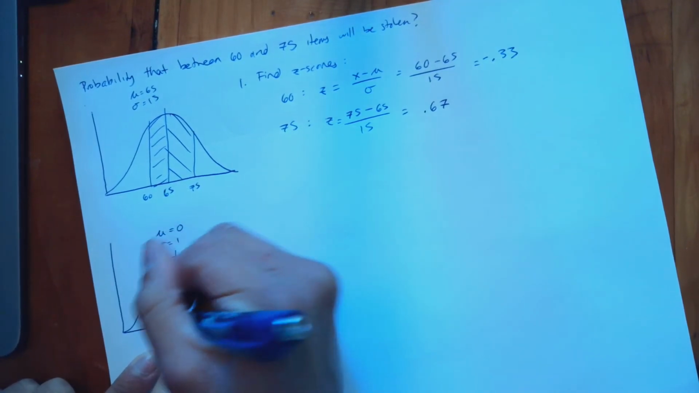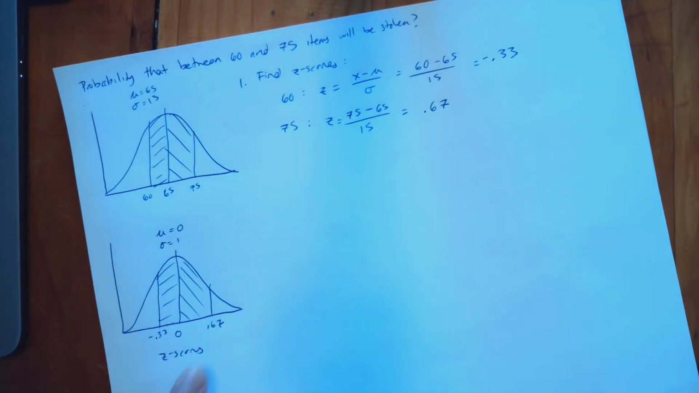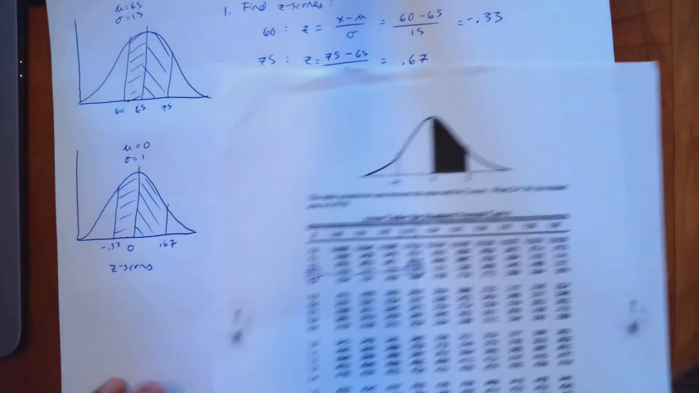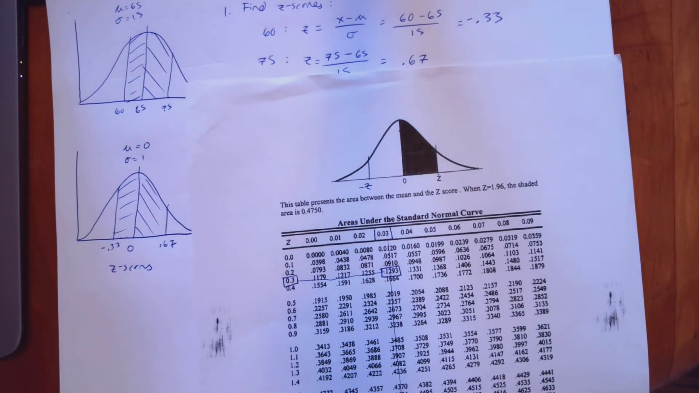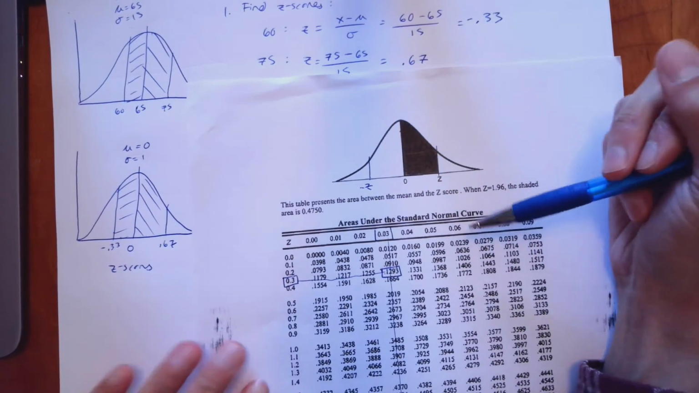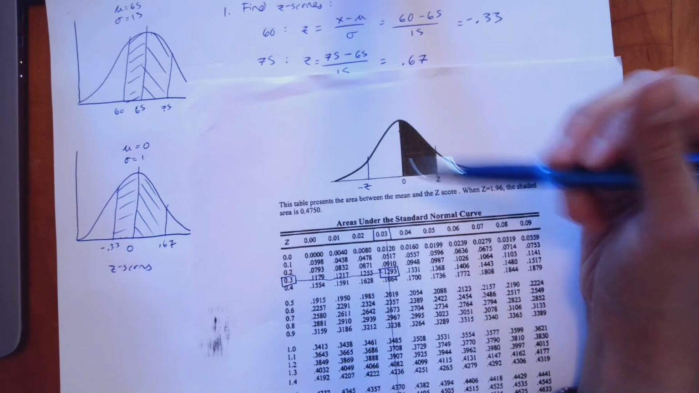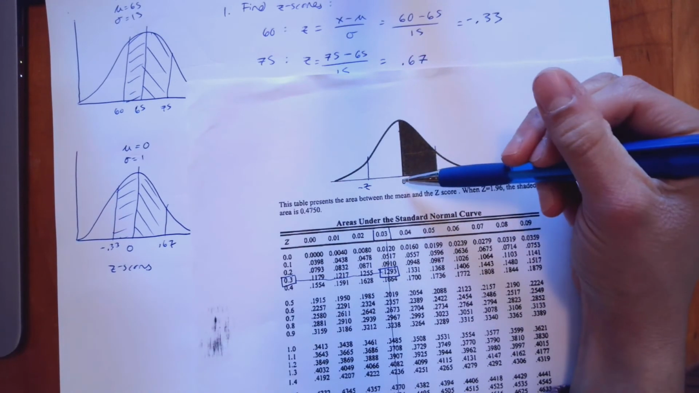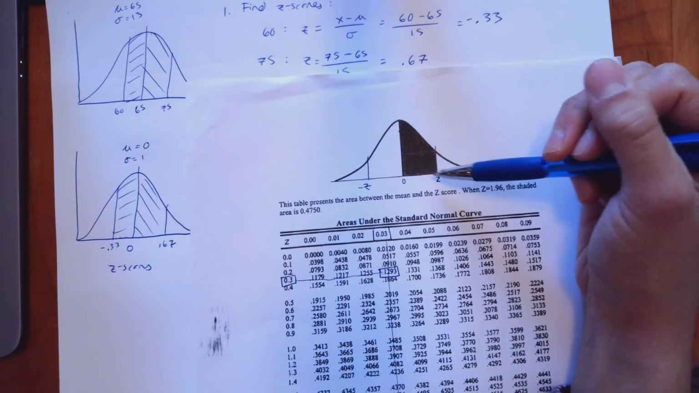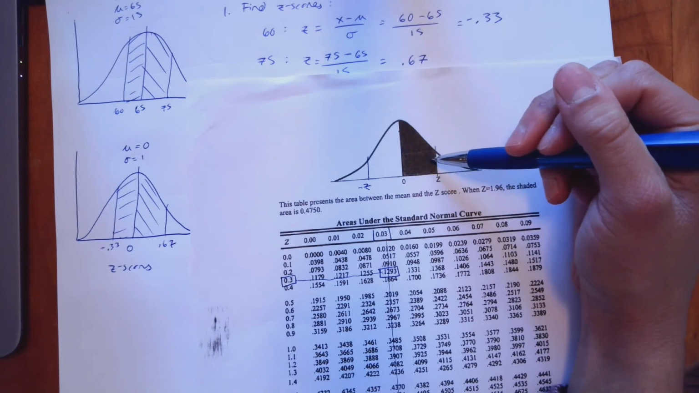And here, we want to find the area under the curve for these two values. Well, let's take a look at our z-table again. We only have one side shaded. So this particular table will only ever tell you the area under the curve between 0 and a value of z going in the positive direction.